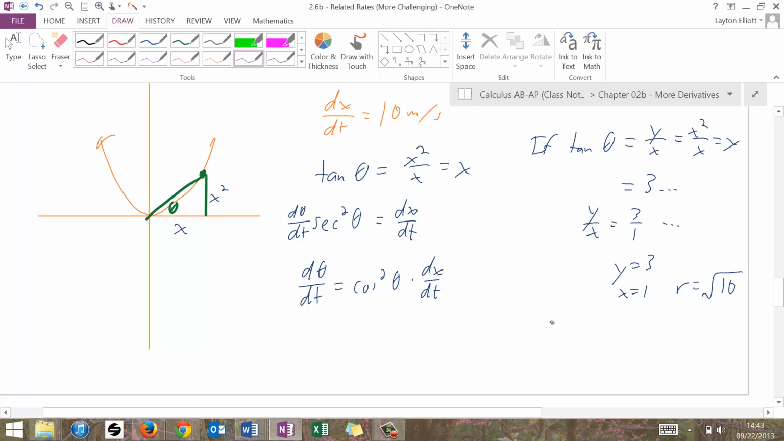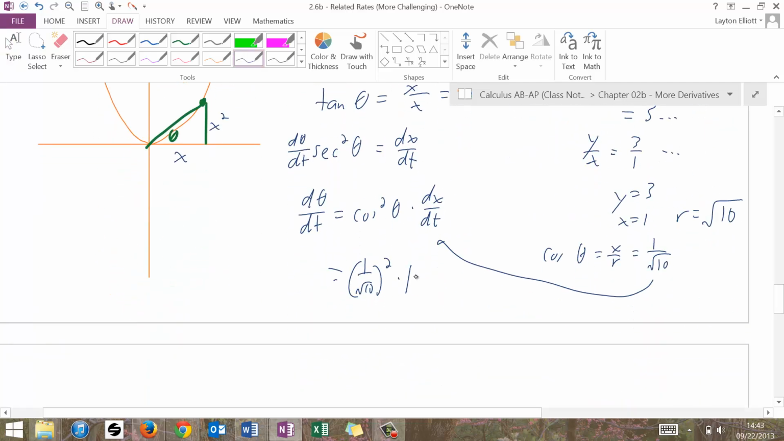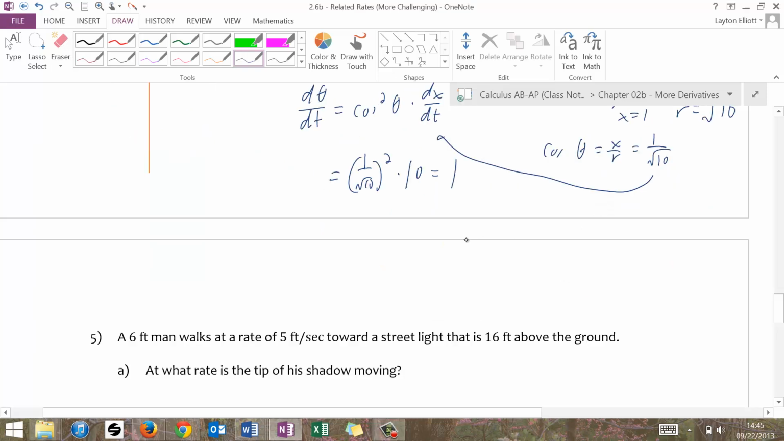I'm doing this to figure out that the cosine of theta is equal to x over r, which would be 1 over root 10. And plugging that back in here, the cosine squared of theta is 1 over root 10 squared times, and it says dx dt is 10, so that's 1/10 times 10, which is equal to 1. And our units are going to be in radians per second.